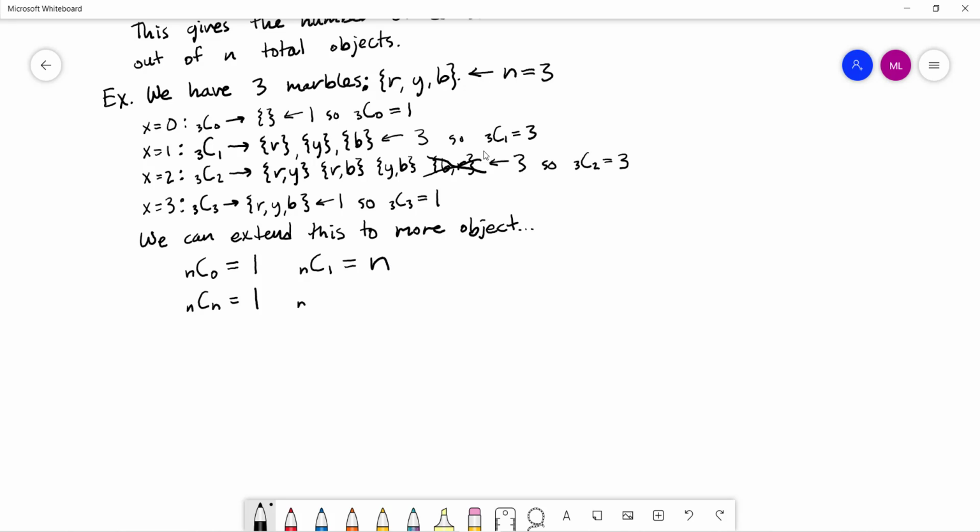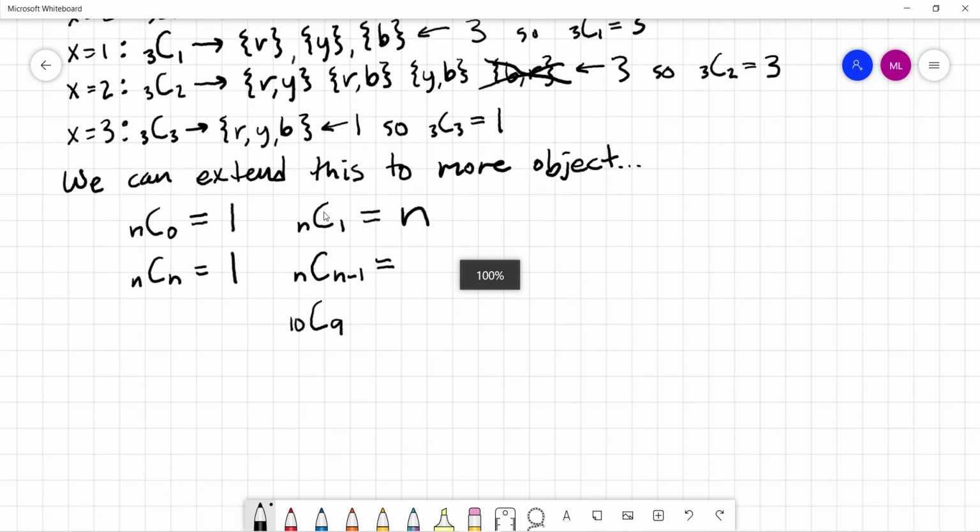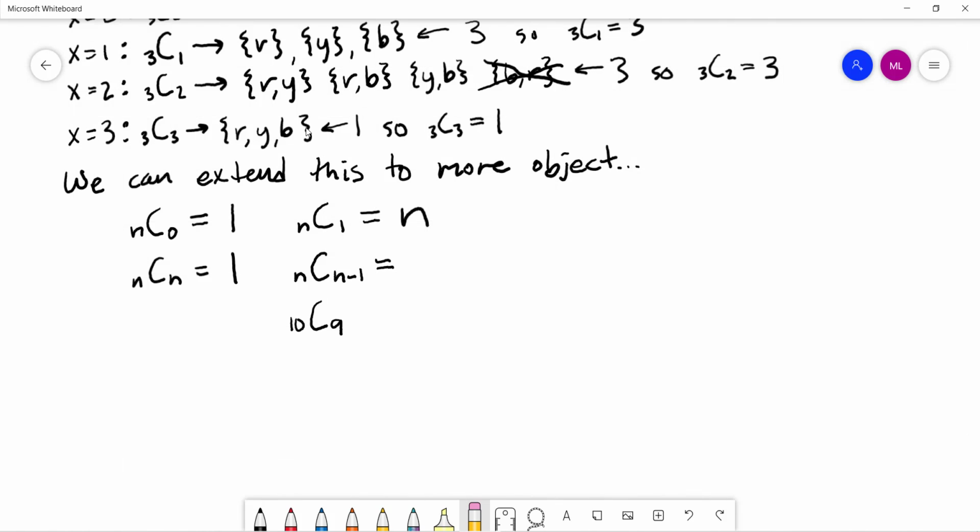And this one is probably the trickiest. What is n choose n minus 1? So what I'm saying is, how many ways are there to pick out 1 less than the total number of marbles? So if n was equal to 10 here, I'd be interested in 10 choose 9. How many ways are there to pick 9 of the 10 marbles out? And that question is kind of scary and difficult. How many ways are there to pick 9 of the 10?